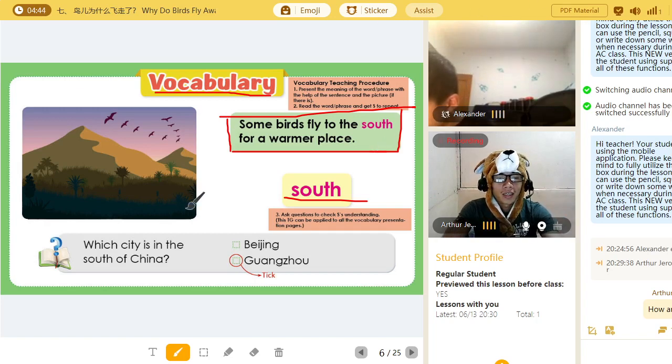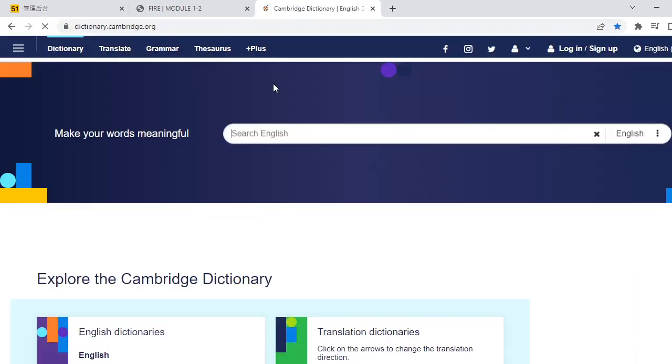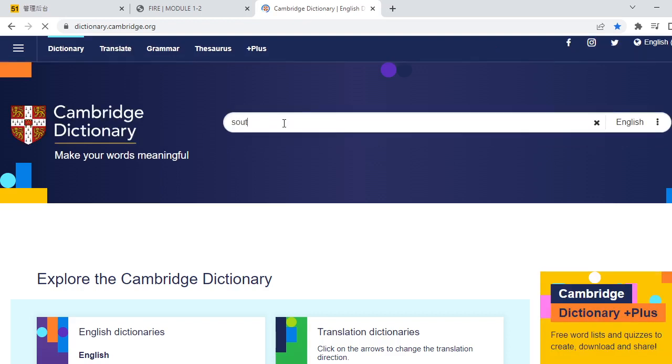Okay, very good. And here is a question. Which city is in the south of China? Is it A, Beijing, or letter B, Guangzhou? Guangzhou. Very good. That is correct. Now give me a sentence using the word south, okay? Can you think of a sentence using the word south? I live in the south. Okay, very good.